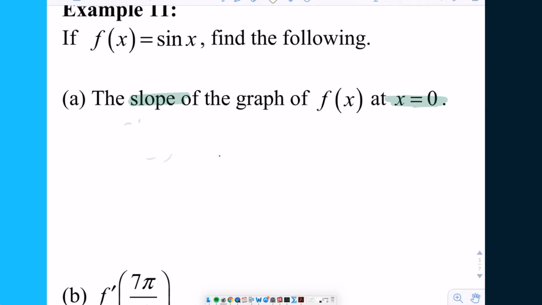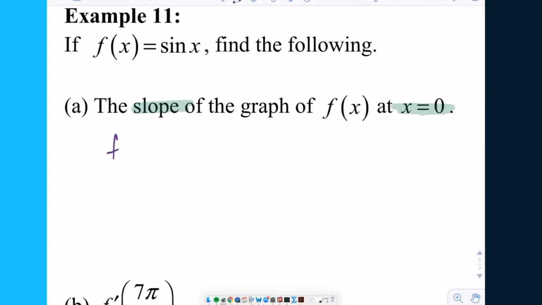F prime of x. F prime of x is what? The limit as h goes to 0 of... Oh, it's just cosine. That's good to know. That's a time saver right there. And now I just plug in a 0, so that's cosine of 0, which is 1. How's that? Beautiful. No, it's not beautiful.